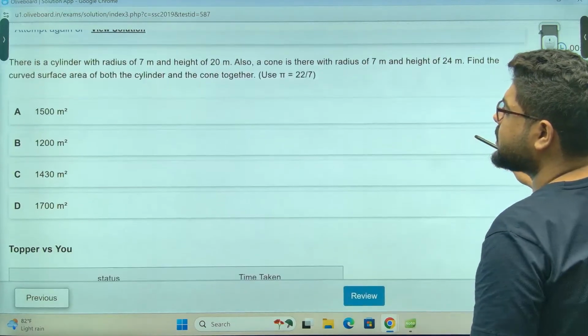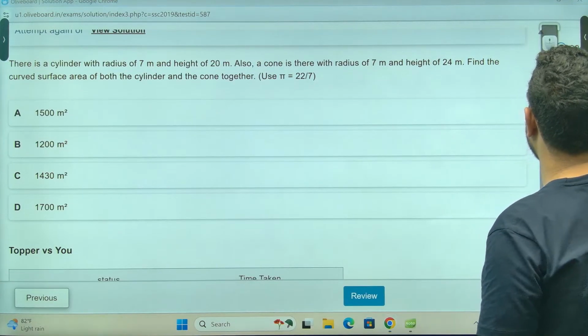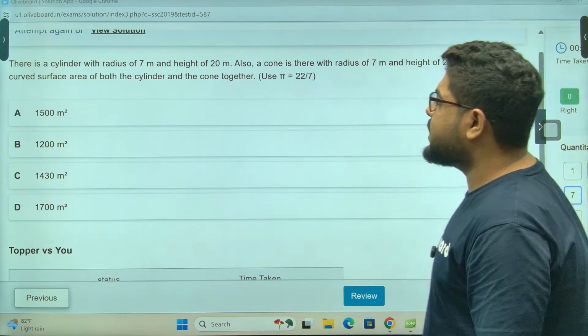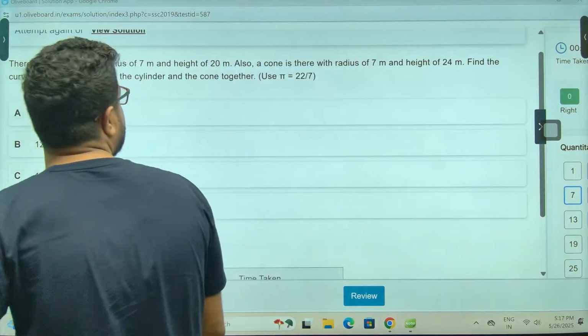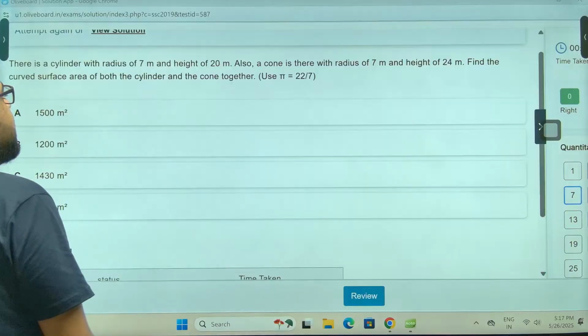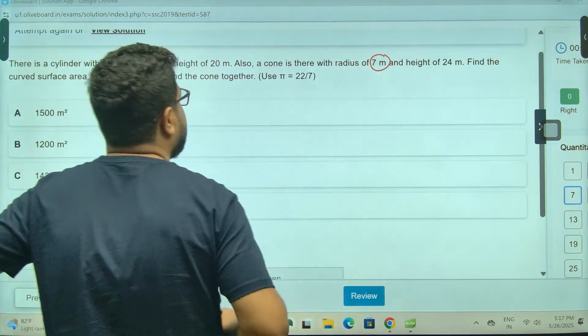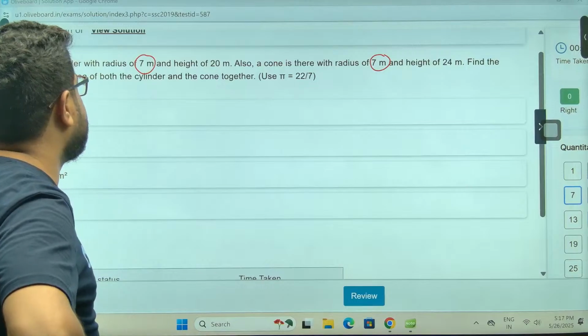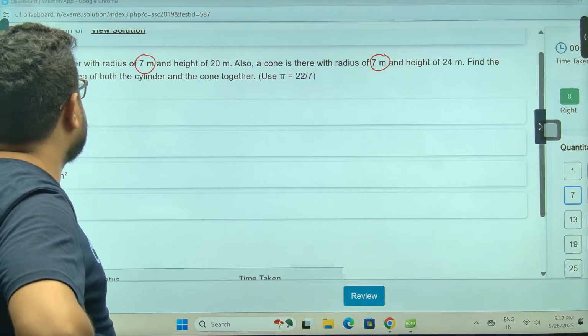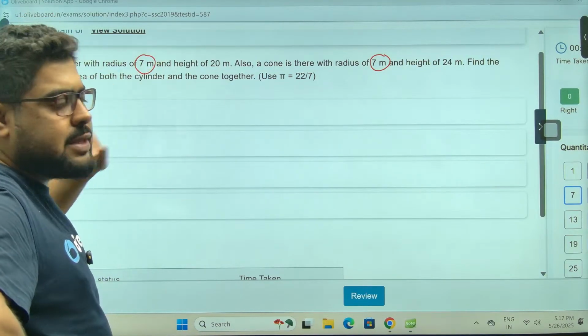ये क्या है, sir? There is a cylinder with radius 7 and height 20. Also a cone of this. Acha, both have 7 radius. Perfect. Find the curved surface area. Sum of the curves. Find the curved surface areas of both the cylinder and cone together.